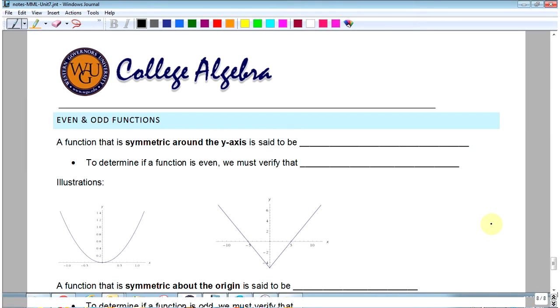Hi, this is Calandra. In this video, we'll talk about what's meant by even and odd functions. A function that is symmetric around the y-axis is said to be even.